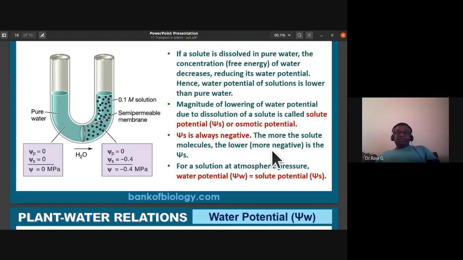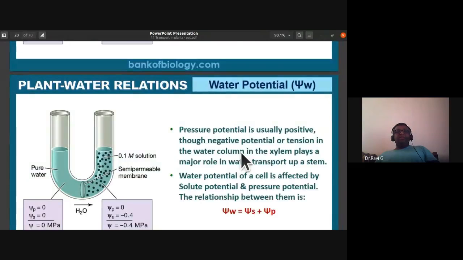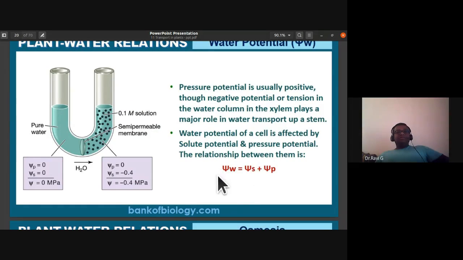The more the solute molecules, the lower the solute potential, and the lower the solute potential, the lower the water potential. So the relationship between the solute and water potential is psi W equals psi S plus psi P. You can also define water potential as the sum of solute potential and pressure potential.